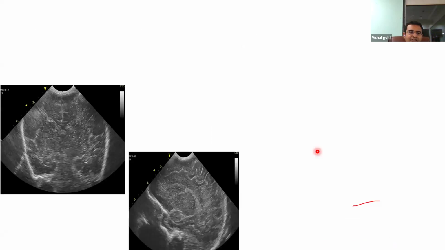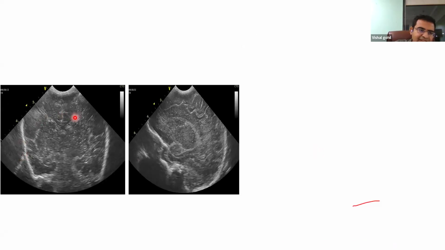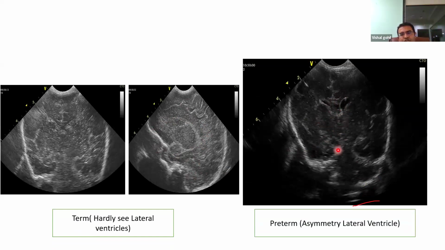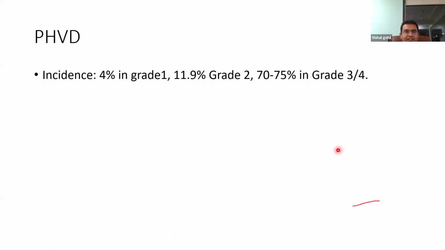Okay. This is your term baby scan. You can see that you hardly see the lateral ventricle. Okay. This is your normal ventricle. There are lots of sulci and gyri you can see when you do the scan on a term baby. And in the preterm baby, sometimes you encounter asymmetry of the lateral ventricle. Mostly it would be normal, but still we need to follow it until the baby becomes term. So that is your preterm asymmetric lateral ventricle.